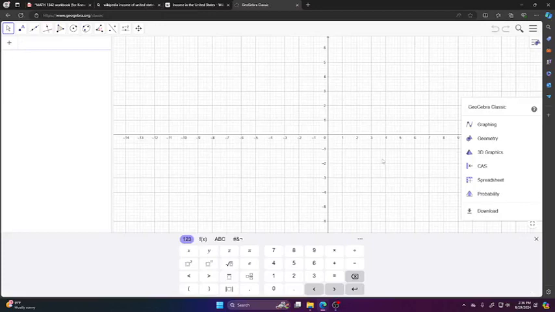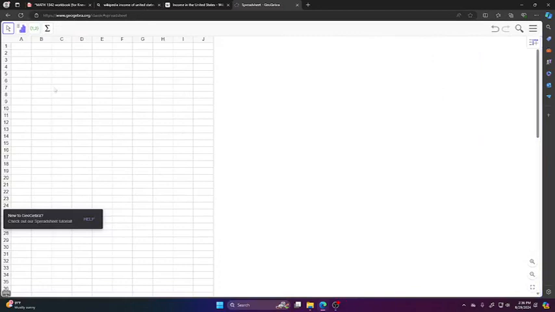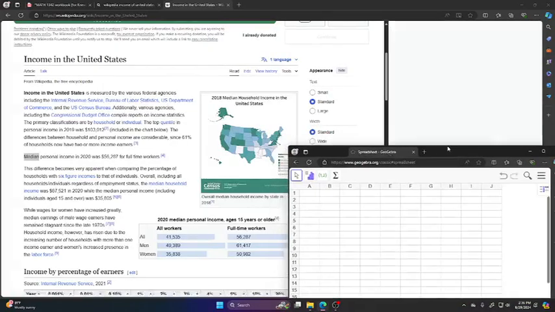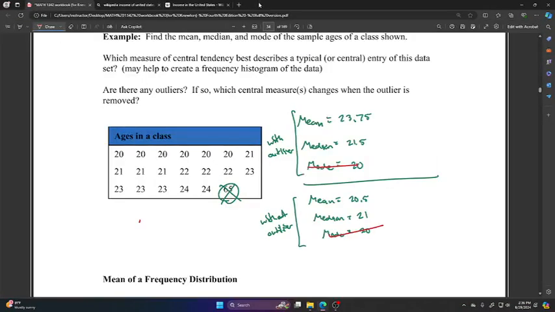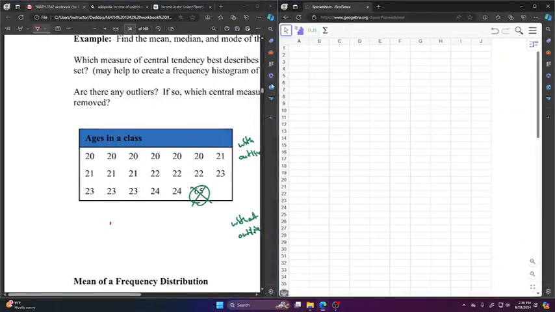So this is cool. I actually want to do the spreadsheet because that's where all our statistics stuff will be. I can get this out of the way, and this is what we look at. Let's go back to what we were just doing a second ago. I want to have GeoGebra up on the side and my workbook right here. Okay, cool. I'm going to type these numbers in up here.